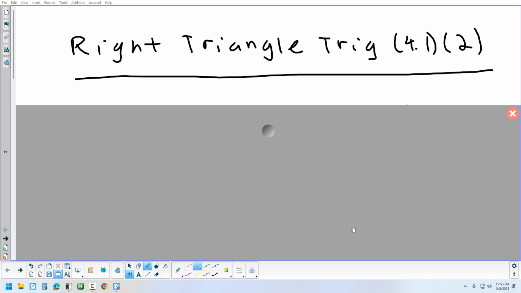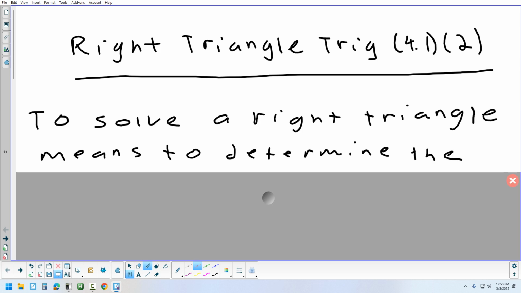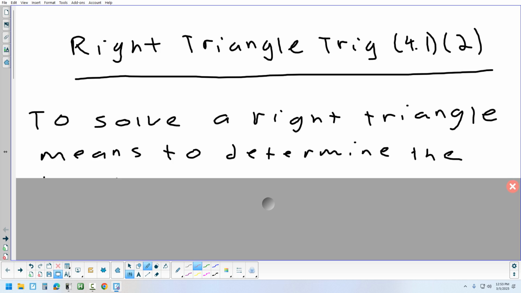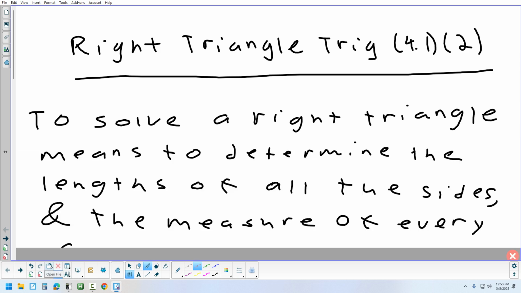The last thing we're going to finish up is the second part of 4.1. And what we're going to be looking at in this part is basically solving a triangle. So what does it mean to solve a triangle? It means to figure out everything that you don't know. Triangles have 6 different things we have to find: 3 angles and 3 sides.